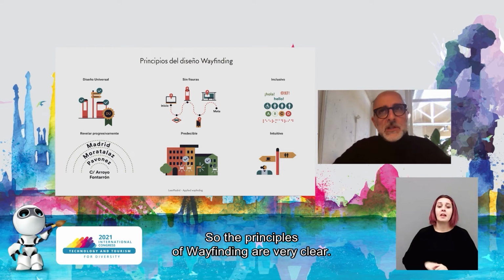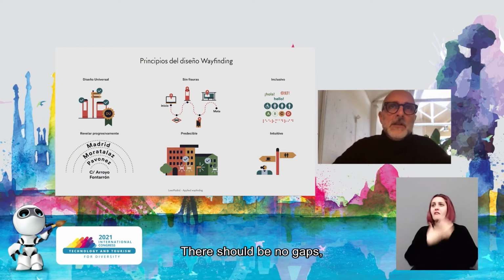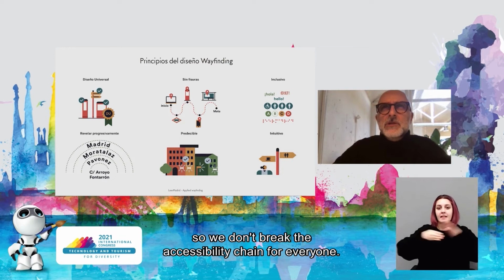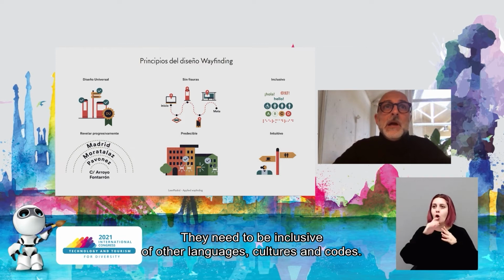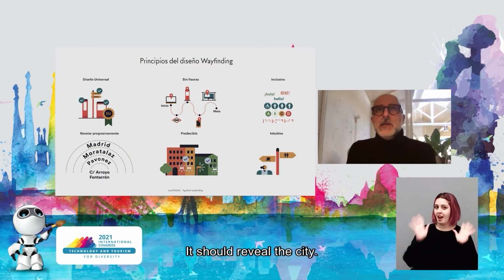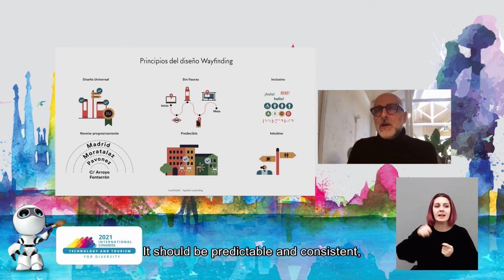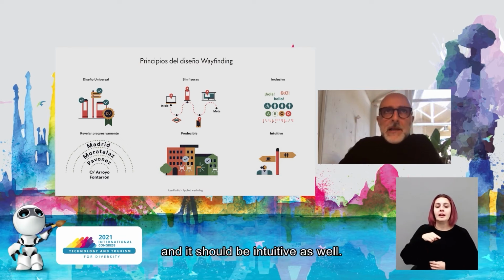So the principles of wayfinding are very clear. They should be a universal design. There should be no gaps so that we don't break the accessibility chain for everyone, but they need to be inclusive with all different languages, cultures, and codes. It should reveal the city, should be predictable, consistent, and it should be intuitive as well.